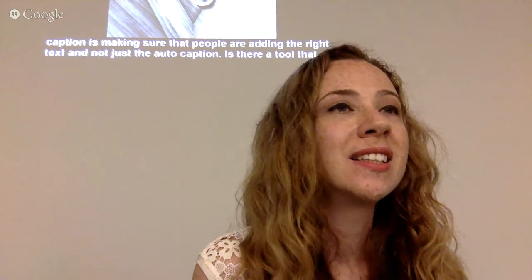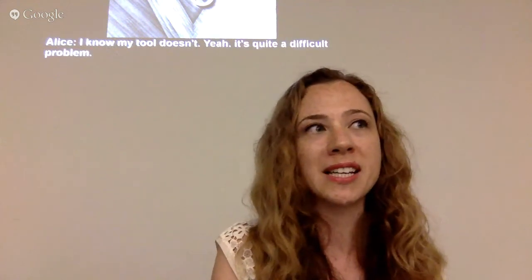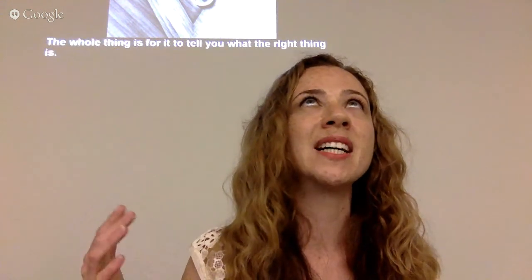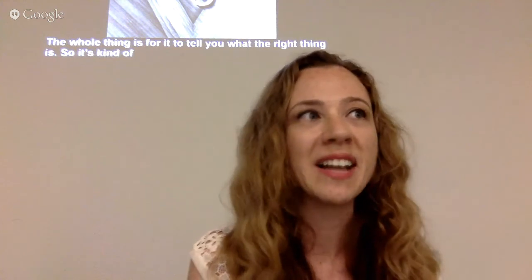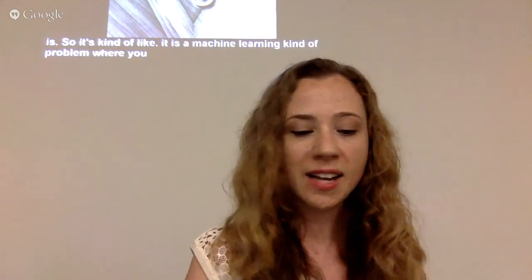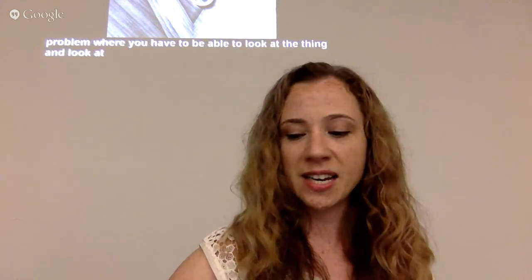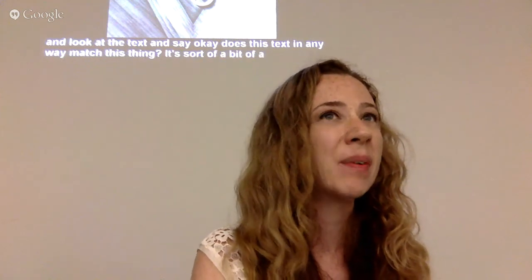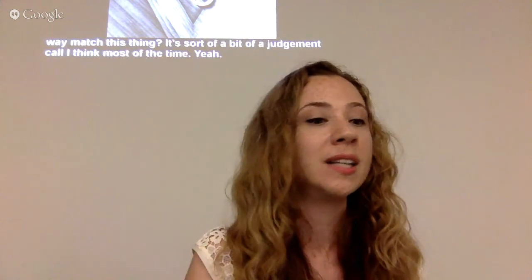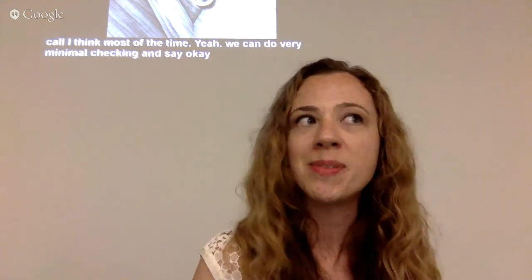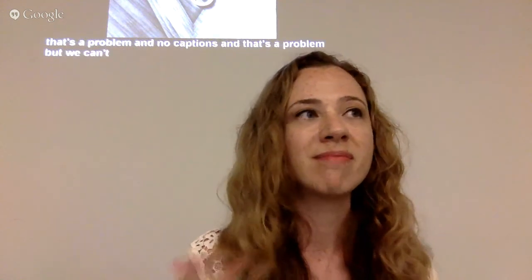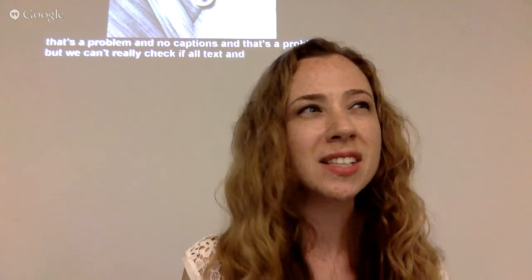It's quite a difficult problem, because it requires you to know what the right thing is, and the point of alt text and captions is to tell you what the right thing is. It's sort of a machine learning kind of problem, where you have to look at the thing and then the text and decide whether the text in any way matches. It's a bit of a judgment call a lot of the time. So we can do very minimal checking. We can say there's no alt text and that's a problem, or there are no captions and that's a problem, but we can't really check whether the alt text or captions match what they're describing. Does that answer your question?